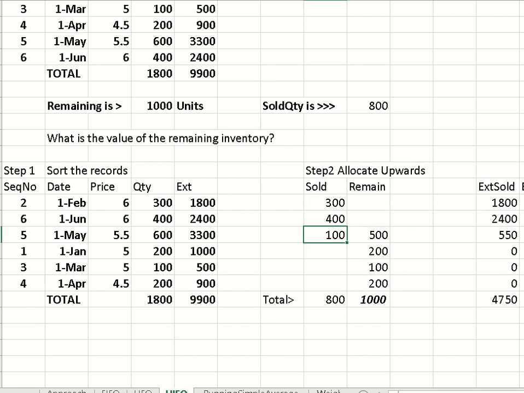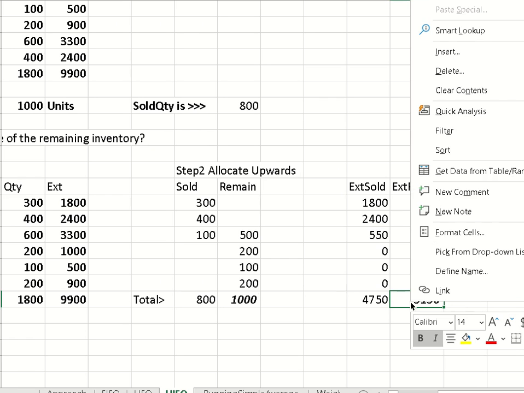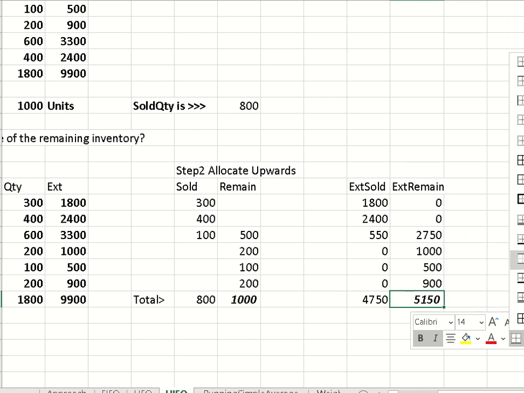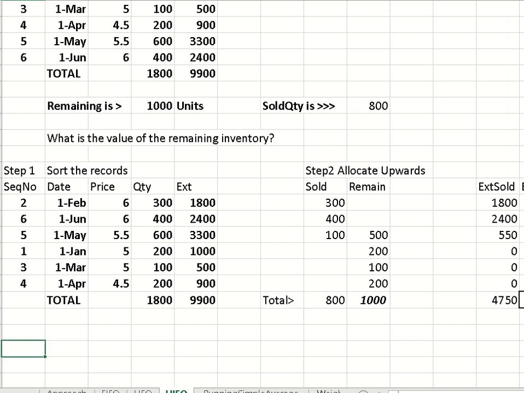The remaining one goes here, because we have 600 here. So 500, and then 400 sold, 300 sold. So we have 800 here and 1,000. And then you multiply this by the price. So we have here 1,824,550, 4,750. And here it is 2,750, 5,150. So this is the value of the remaining stock in the inventory, 5,150. And so we have it here.